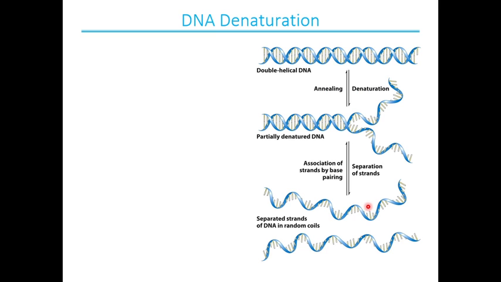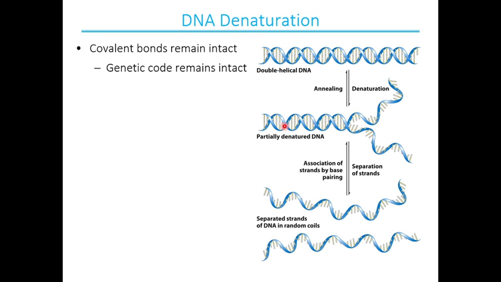Double helical DNA or RNA can be denatured as shown here. In this specific example, denaturation of a double helical DNA is shown. And this kind of denaturation can happen via different mechanisms. The covalent bonds in this double helical DNA remain intact, and that is important to understand. This means that the genetic code remains intact and is not lost.